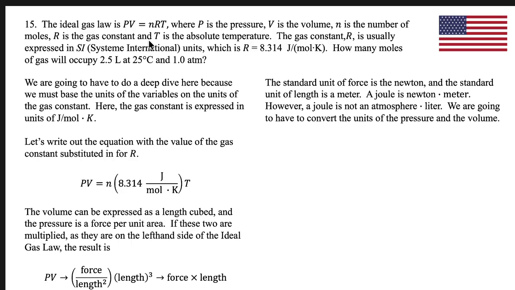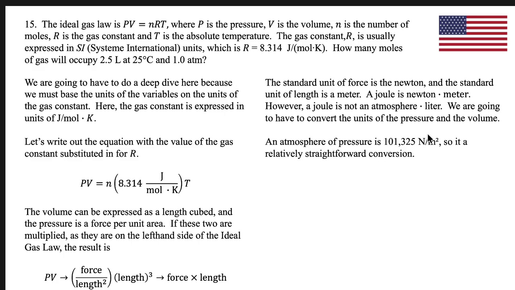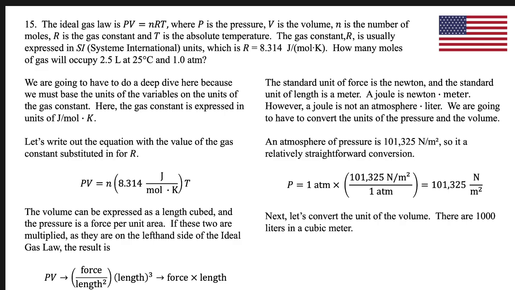But a joule is not an atmosphere liter. We are given the volume in liters and the pressure in atmospheres. So you have to convert these. An atmosphere is 101,325 newtons per square meter. So it's 1 atmosphere. So the pressure is 101,325 newtons per square meter.